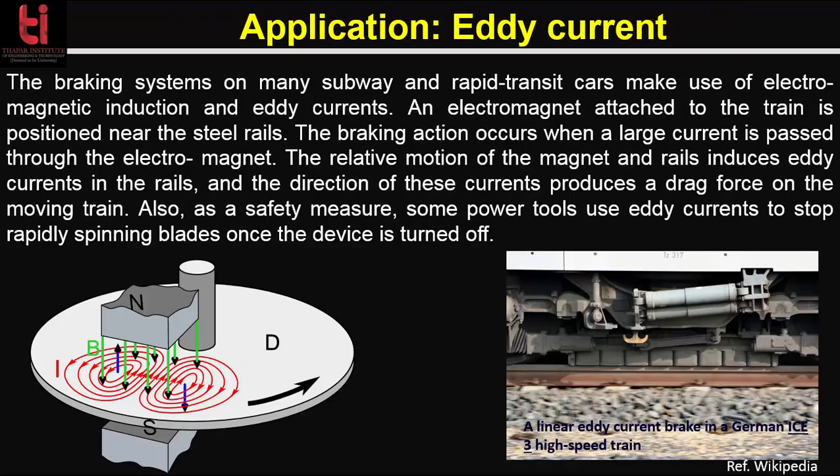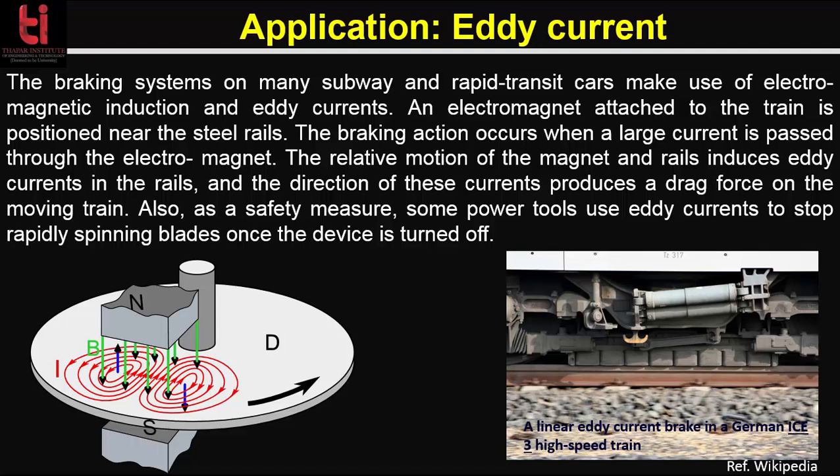Here we are going to discuss the application of the eddy current. As I have discussed, eddy current results in damping of the magnet. The braking system of many subway and rapid transit cars makes use of electromagnetic induction and eddy current. An electromagnet attached to the train is positioned near the steel rails. Now, during braking, the metal wheels are exposed to a magnetic field from the electromagnet, generating eddy current in the wheels. This eddy current is formed by the movement of the wheels.